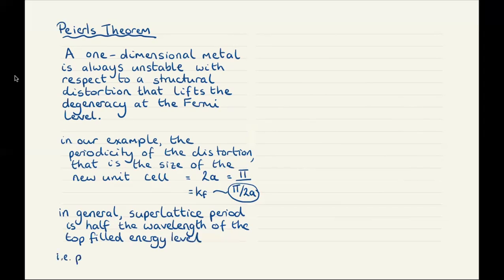So the periodicity is the Fermi wavelength over 2, or half. Remember, the wavelength is 2 pi over k, 2 pi over the Fermi wave vector, or just pi over the Fermi wave vector.